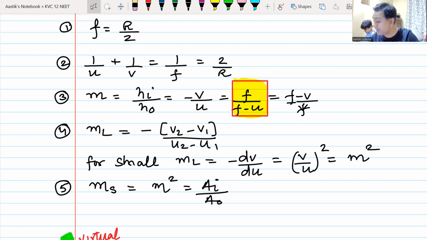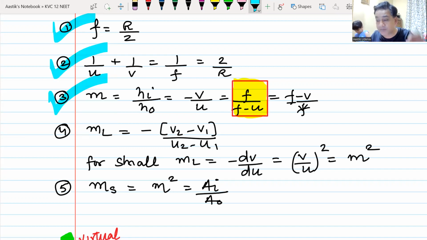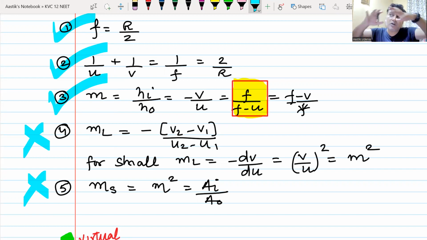Even in these formulae, I will mark which are the important ones from which questions would be coming. That would be formula number 1, formula number 2, and formula number 3. Formula number 4 and formula number 5 are out of the sphere of NEET physics questions because they will not ask such a difficult question where you have to use formula number 4 and formula number 5.